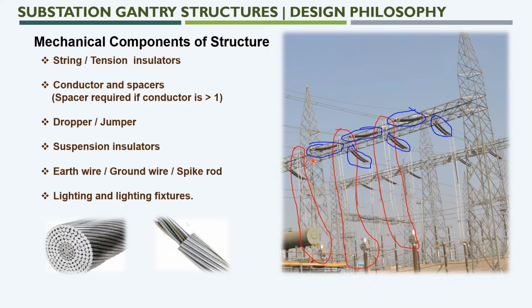And the blue color circled components are tension or string insulators. So in this type of connection there is no jumper or suspension insulator. So on this left hand side downside, this cross section is a sample conductor cross section, and this is an earth wire.